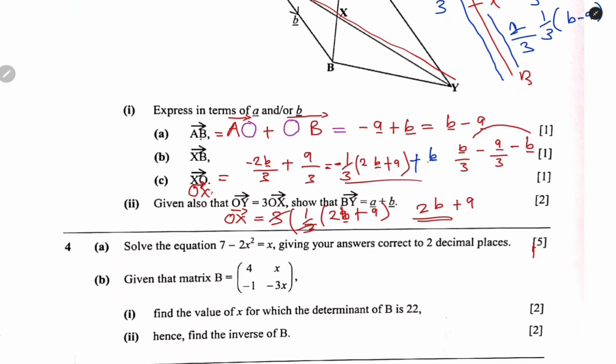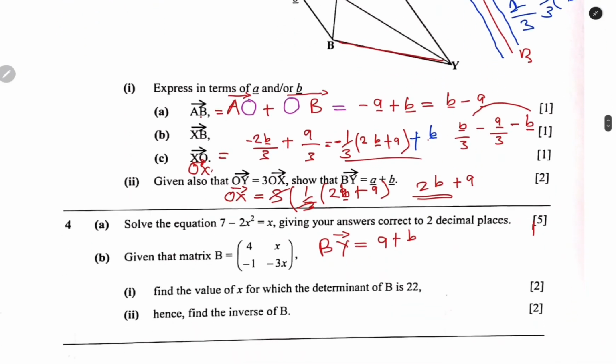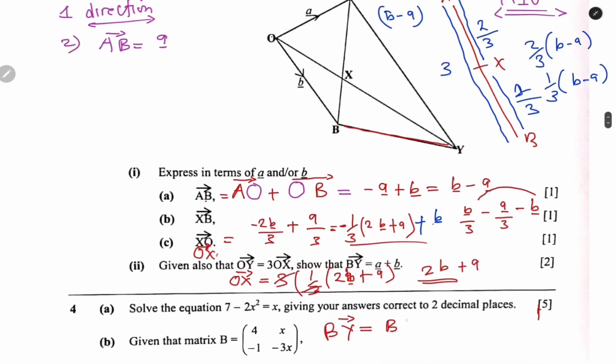Now they are saying show that BY is equal to a plus b. Now how are we going to show? Where is BY? BY is this one. So for us to find BY, we can use BO, which is the negative b, plus OY.